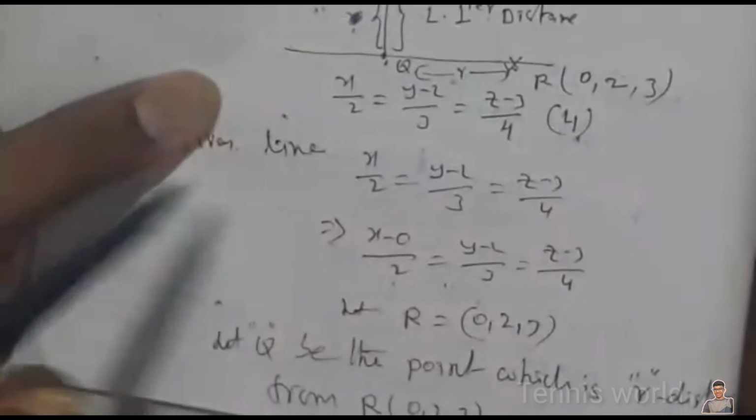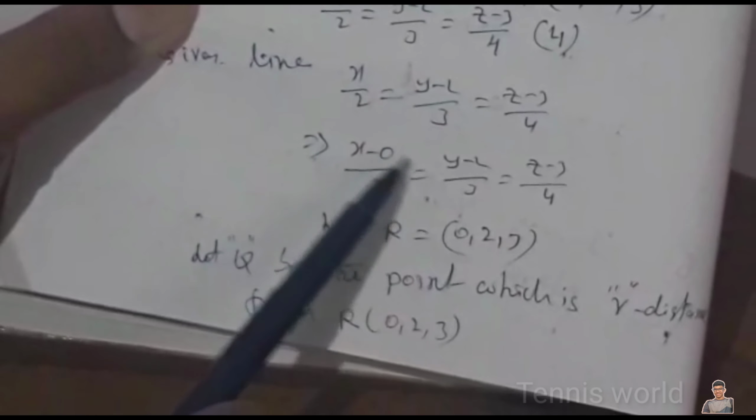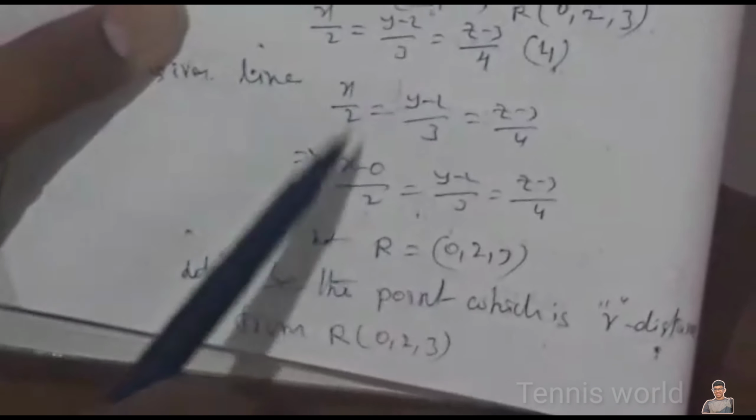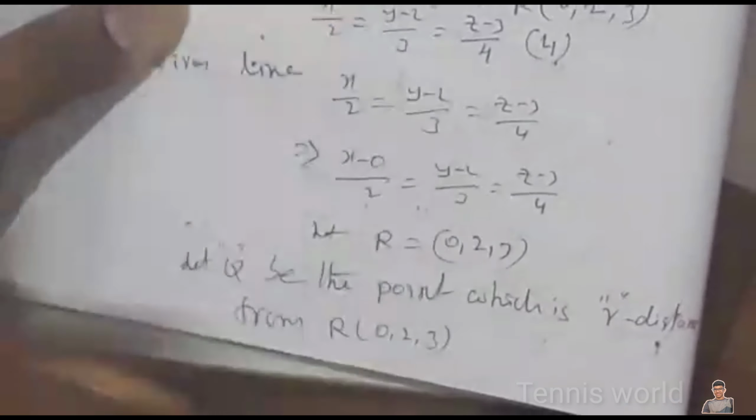Now see here, I am taking the given line first. What is the given line here? The given line is x by 2, (y minus 2) by 3, (z minus 3) by 4. I am writing x as x minus 0, because x minus 0 is x only. So (0, 2, 3) is one of the points which lies on this line. So this is the given line. Now on this line, what is the point R? (0, 2, 3). So (0, 2, 3) is one of the points on the given line.